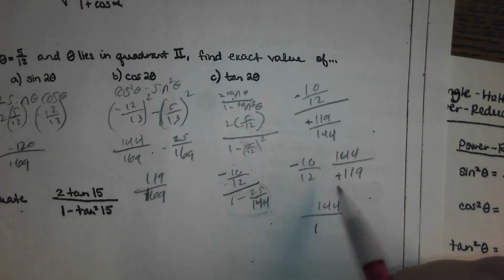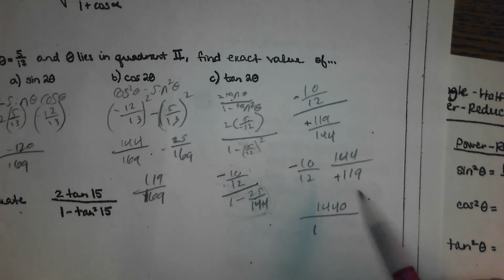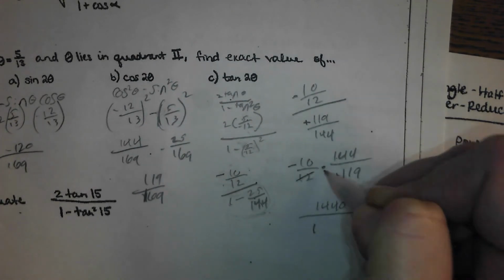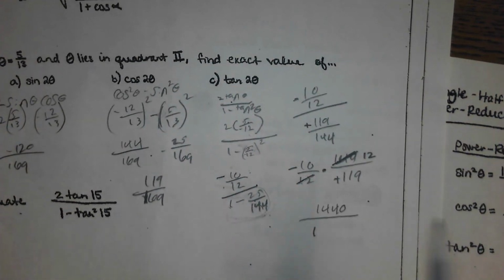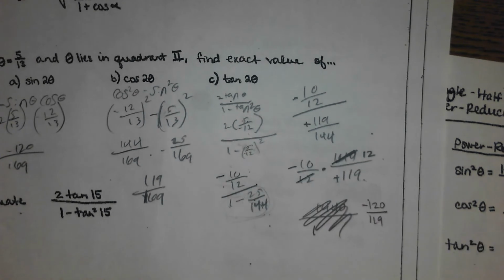And then, so you're trying, this is why you don't have a calculator, but you're trying to multiply these and then reduce, maybe? You're trying to do that. If you just, this is multiplication, so the 12 and the 144 can reduce, and there's your negative 120 over 119. So try not to multiply huge numbers that you don't have a calculator for. Okay? All right.